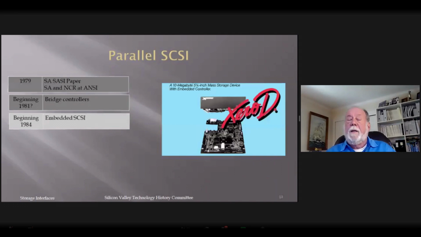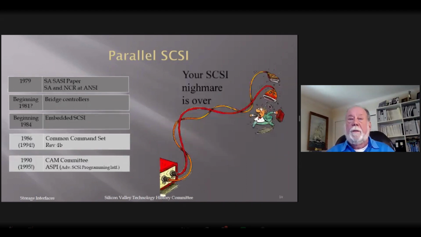Xebec was probably the first company to produce an integrated, embedded SASI or SCSI really in 1984, but there were problems. The problems were the specifications were pretty general. There were lots of choices, and you really couldn't put together a system unless all of the chips were from one or some closely associated vendors. This sort of got solved between 86 and 1990, first by coming out with the common command set, and then by creating common software interfaces.